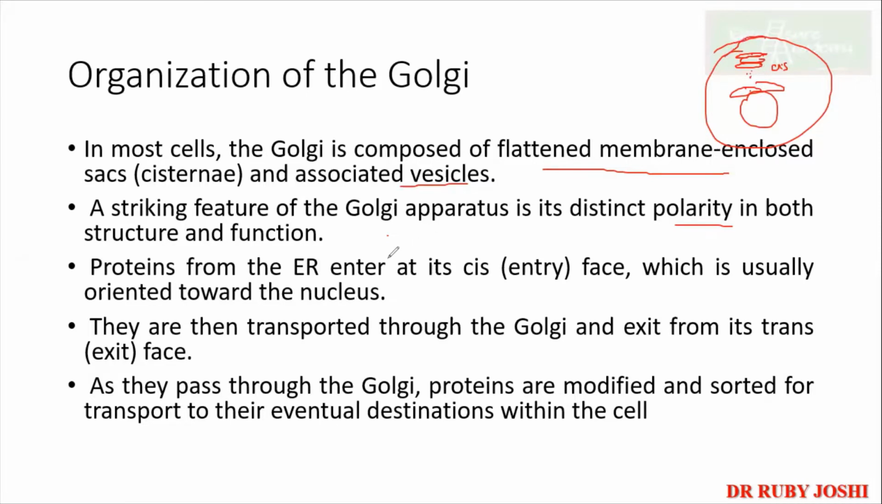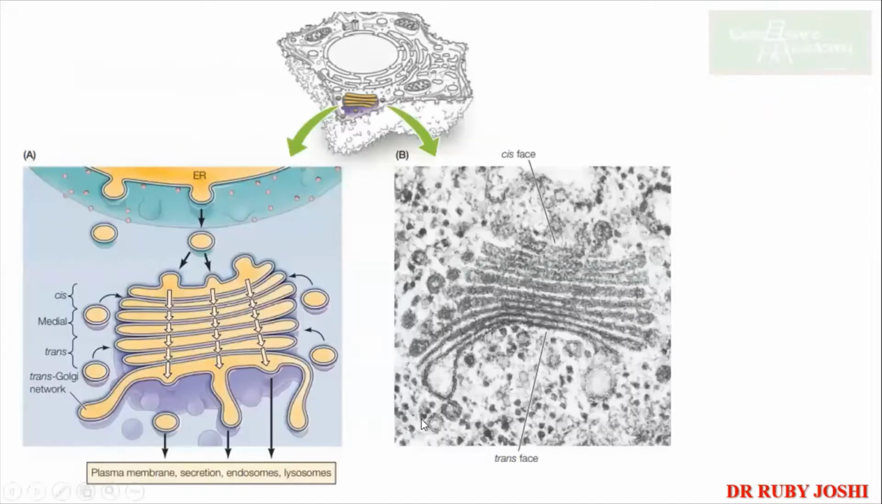Now, proteins from the ER enter its cis face, which is usually oriented towards the nucleus, this region. And then we have the trans, which is facing towards the plasma membrane. So this is just the diagram. Here you can see the electron micrograph. You can see this portion is your cis, the intermediate Golgi apparatus, and then we have the trans, which is facing towards the plasma membrane.